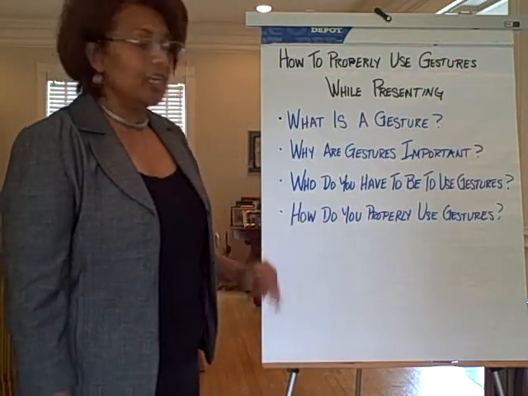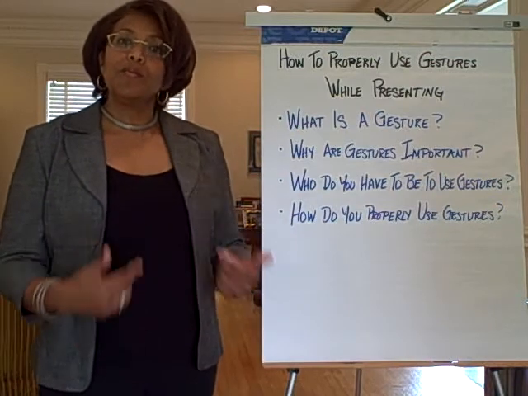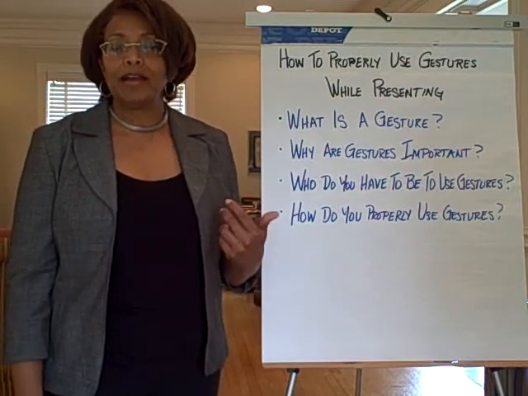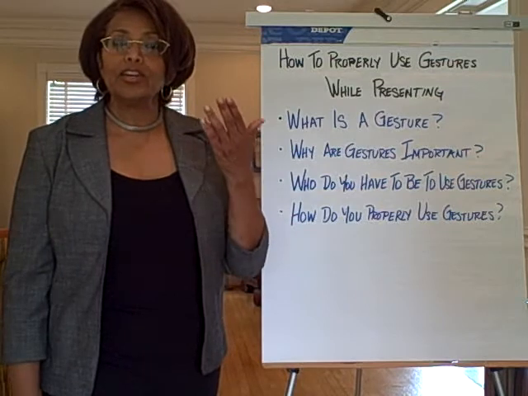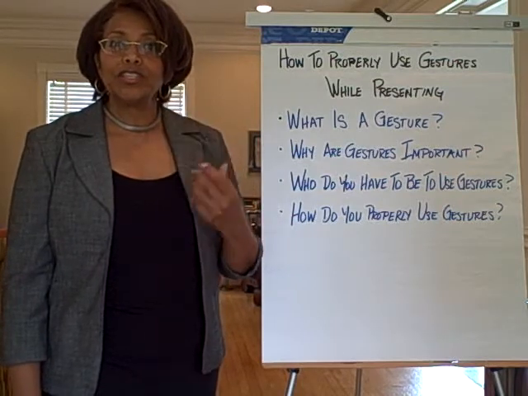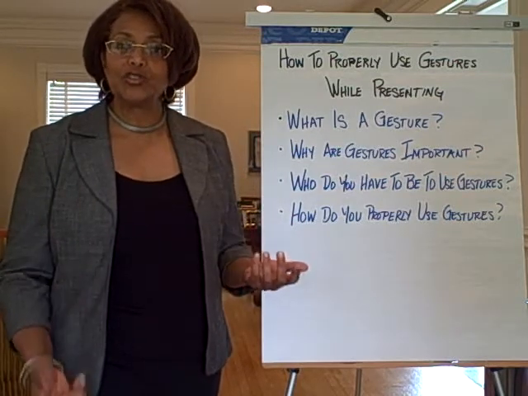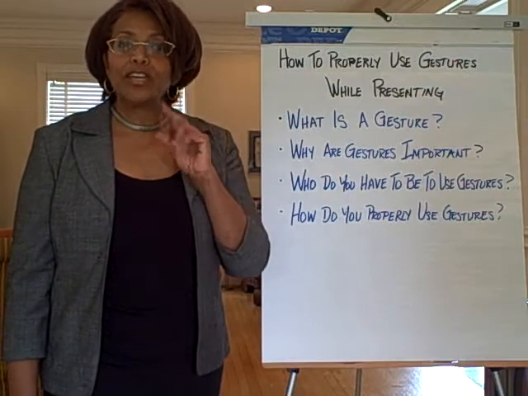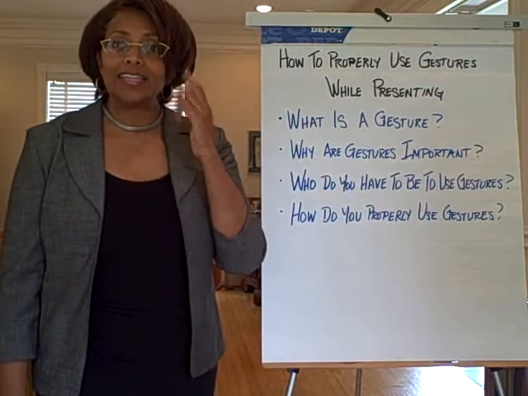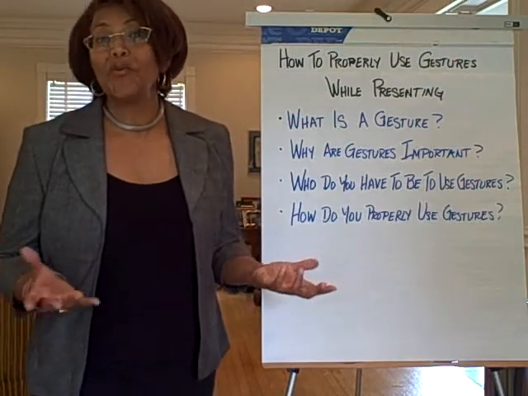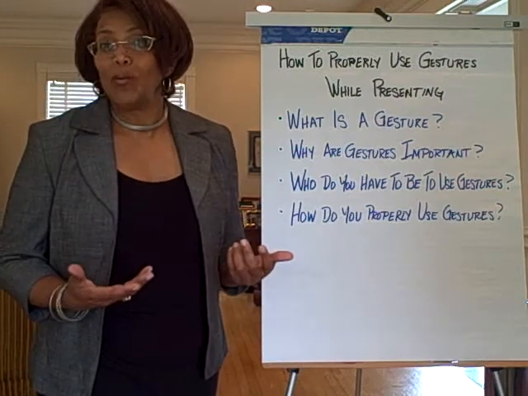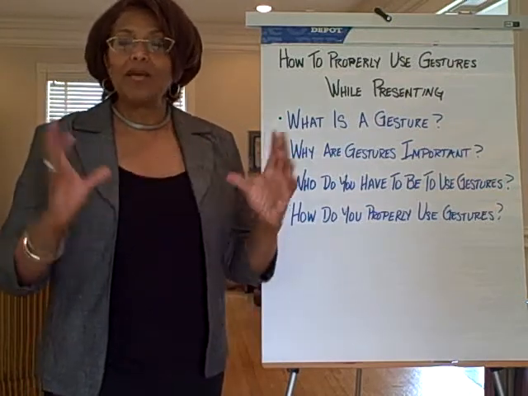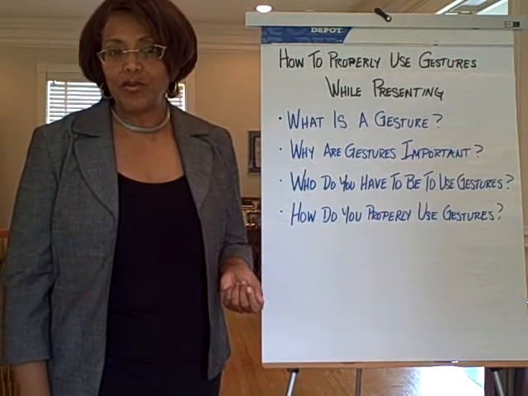How do you properly use gestures? Well, there are several parts to the gesturing mechanism. It can include the facial expressions, the body, and hand gestures. So let's go back to the facial expression and start with the eyes. The eyes, as they say, are the windows to the soul. So your eyes can be very expressive and support the words that you are speaking.